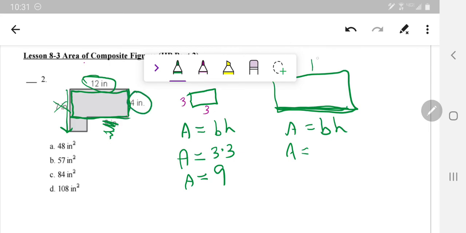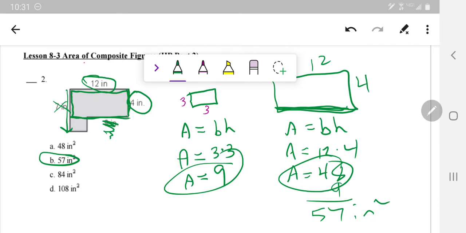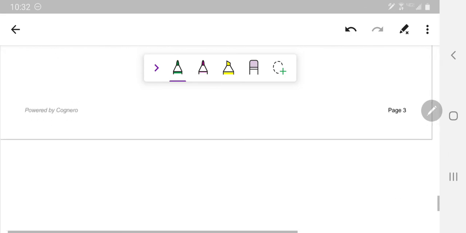All right, so that's a 12 by 4. So let's plug that in, 12 by 4. And that's going to give us 48. So last step, 48 and 9 gives us 57 inches squared. I hope this is helping. I hope there's little things that focus you in on the right answers.